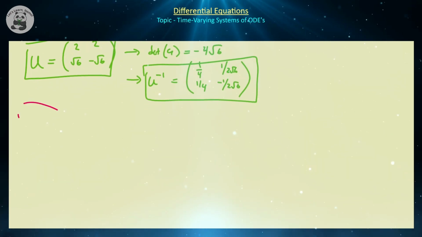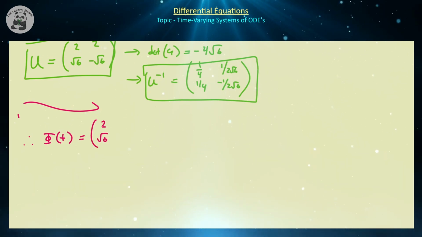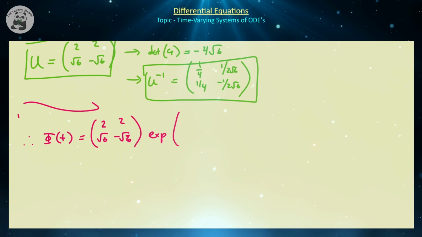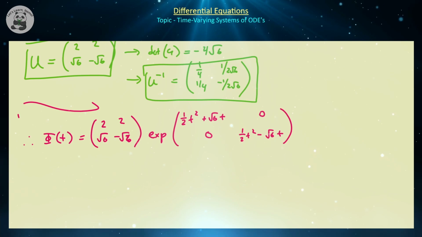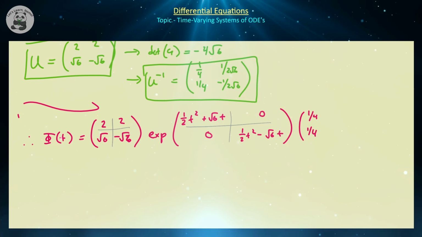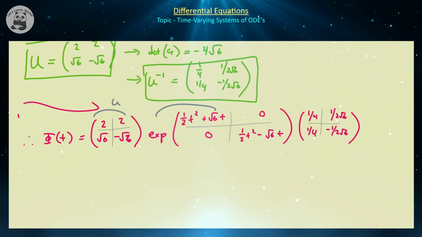So once we have that, that means phi of t will be equal to U, and then D, so the exponential of the matrix, 1/2 t squared plus the square root of 6t, and then 1/2 t squared minus the square root of 6t, 0, 0. I'll show some lines there just to make sure you can see where our elements are. And then we're going to be multiplying that by 1/4, 1/4, 1 over 2 square root of 6, minus 1 over 2 square root of 6. Right, so that's my U, that's my e to the D, and that's my U inverse.